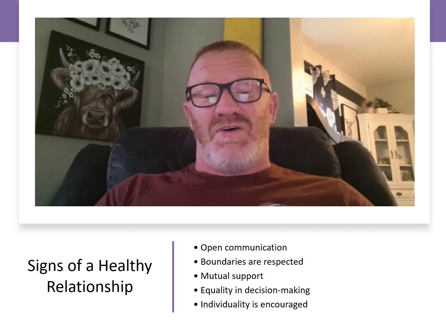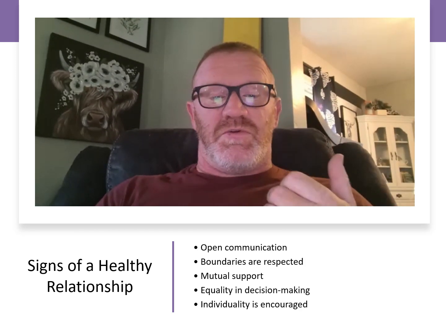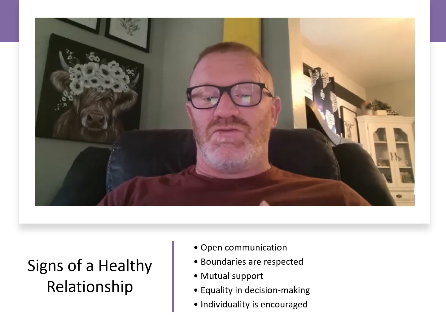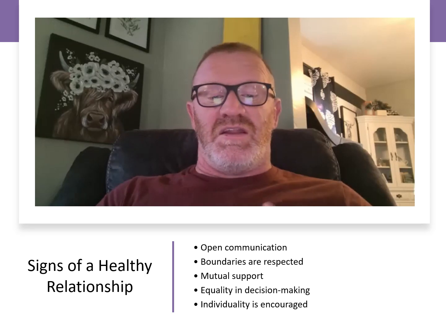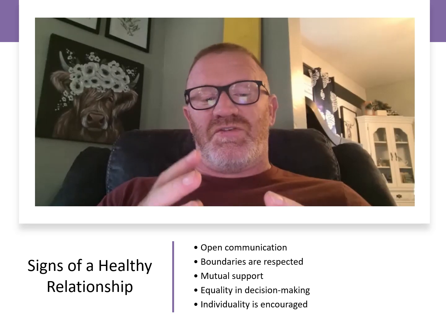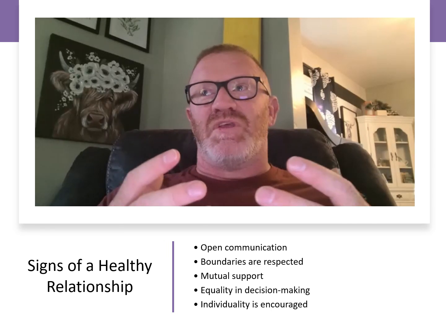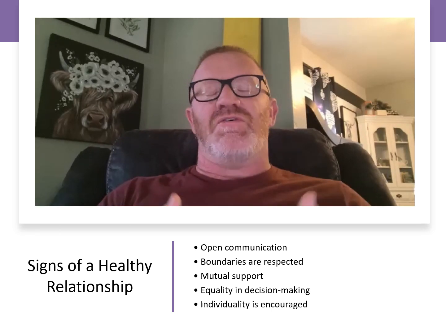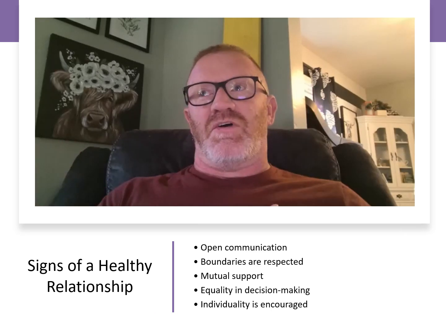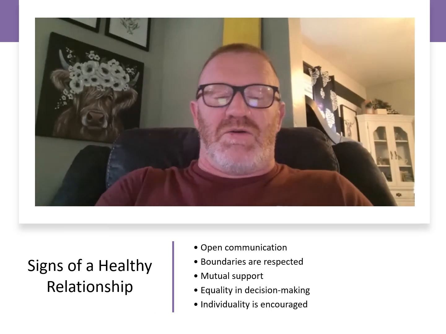Different signs of a healthy relationship: open communication, different boundaries are respected, mutual support, equality in decision making, and individuality is encouraged. One thing that you'll notice is going to be a common theme is the fairness. Everything goes both ways. So it doesn't just mean your boundaries are respected, it means you respect their boundaries as well.